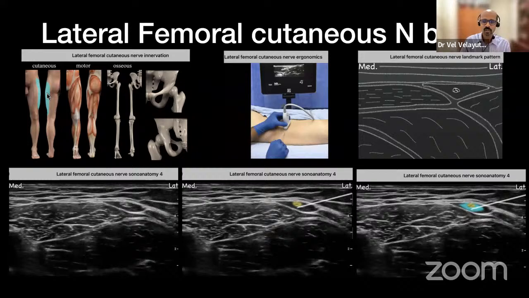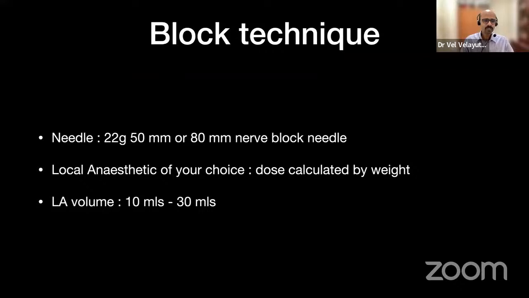So, block technique. Most of the nerve blocks for lower limbs, we tend to use a 22 gauge nerve block needle. A 5 centimeter, 50 millimeter, or an 80 millimeter needle will suffice, predominantly 50. And local anesthetic, you can use whichever local anesthetic you have access to. Obviously, if you use a short acting one, the duration will be less, and if you use a long acting one, it's going to be prolonged.